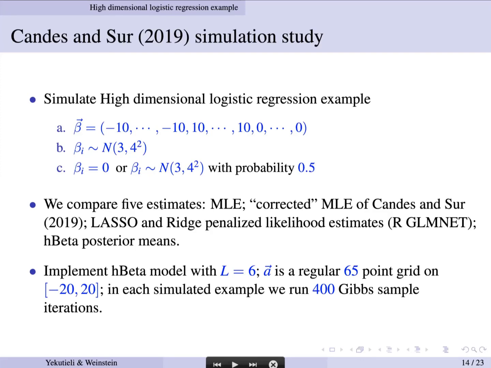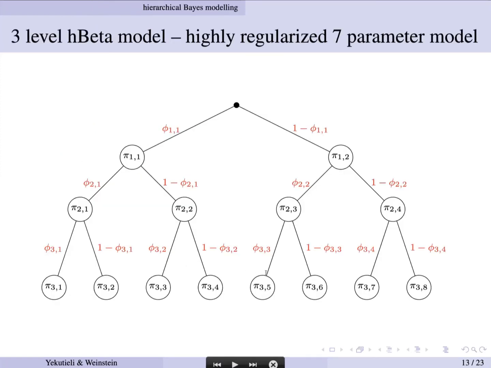And we compare 5 estimators: the MLE, the corrected MLE of Candes and Sur, and then we apply in GLMNet either lasso with cross-validation or ridge regression, I think also with cross-validation, and also our H-beta idea. For our H-beta, all we need to think about is how many levels of the tree we use. And it doesn't really matter, as long as you use enough, we get the same result. In this case, this was a 3-level. We have a 6-level. How does a 6th level look? It looks the same, but it goes down 6 levels.